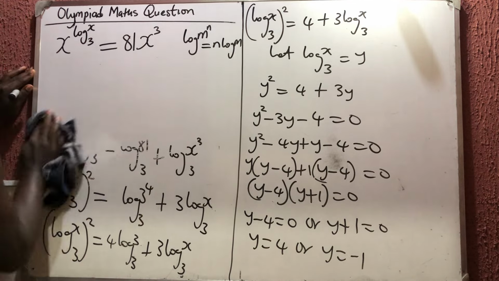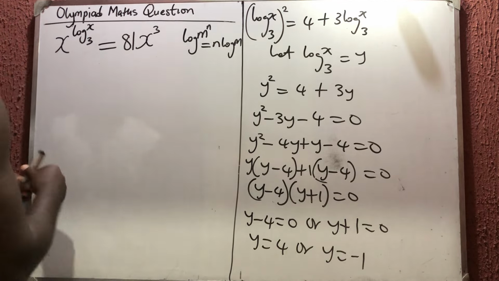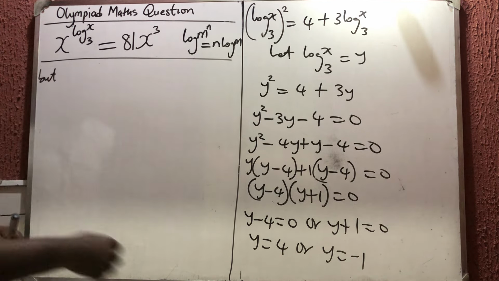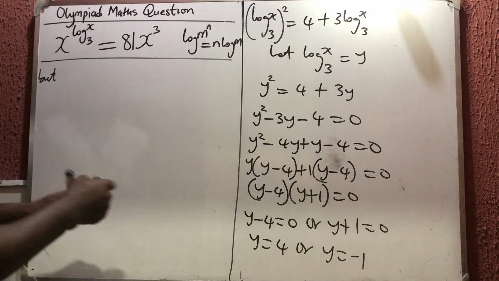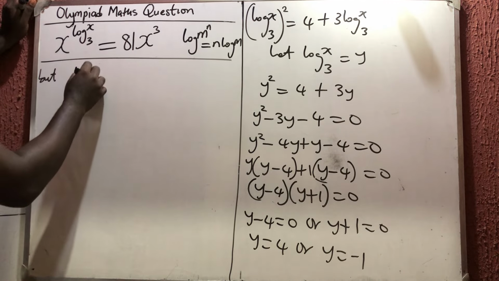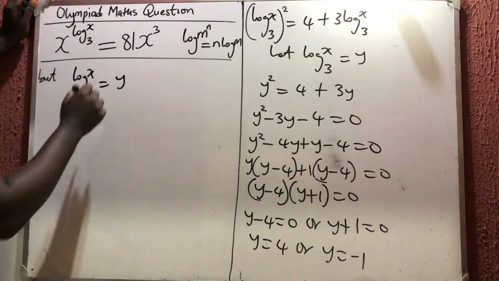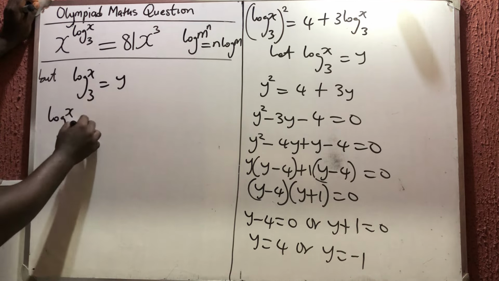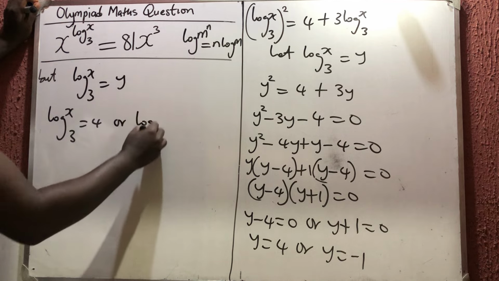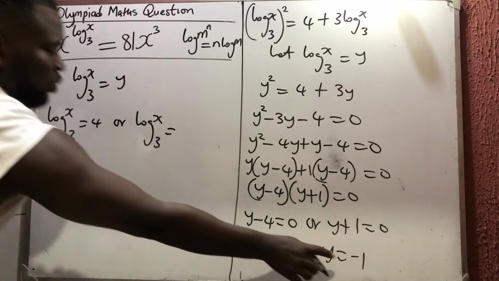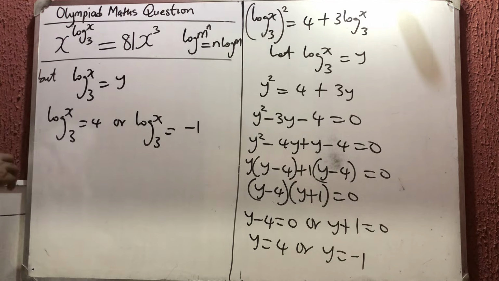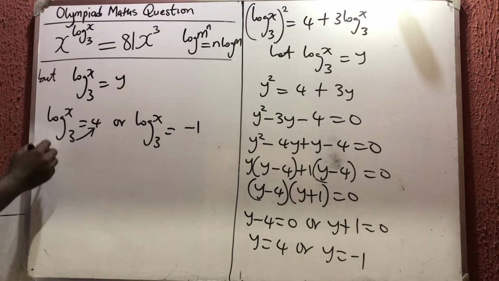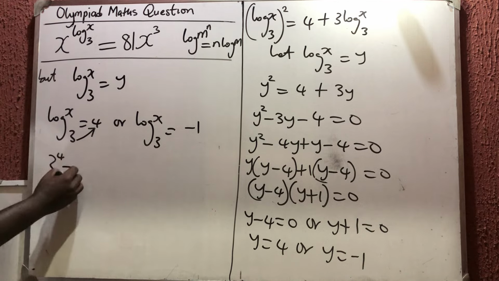But obviously we are not looking for y, we are looking for x. So for us to find x is very simple. We should recall that there is a place we said that log x base 3 is equal to y. So when y is 4, we'll be having log x base 3 is equal to 4, or log x base 3 is equal to minus 1. Now, according to logarithm, if this carries this as its power, the log will disappear. So I'll be having 3 raised to power 4 will be equal to what?